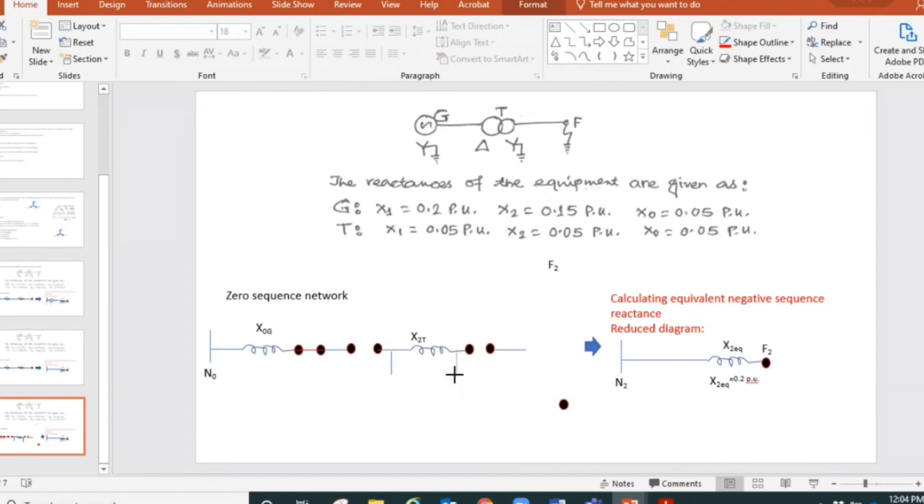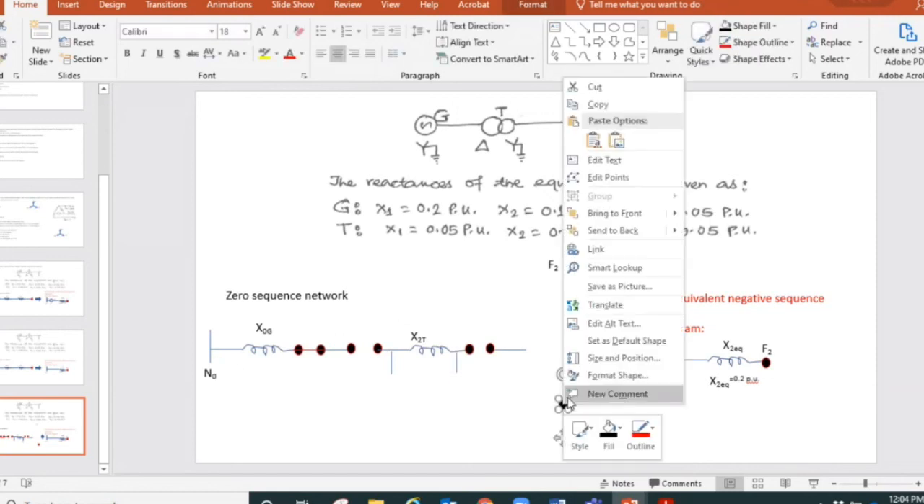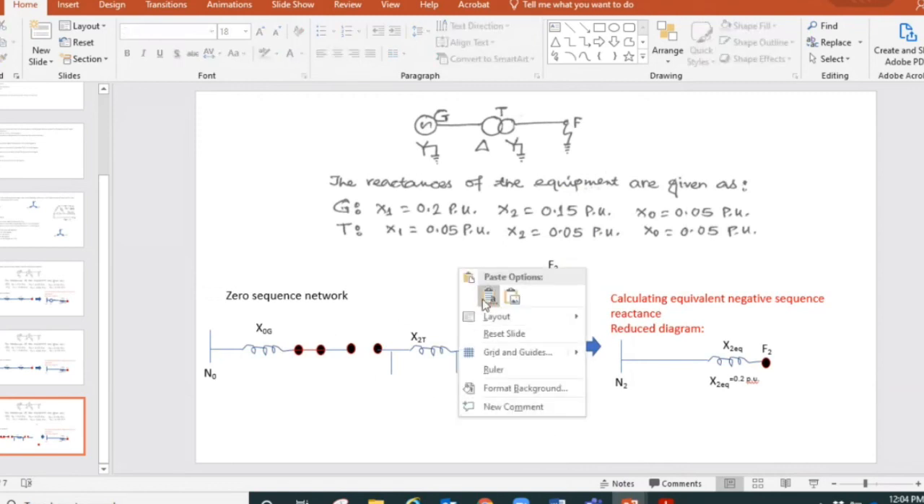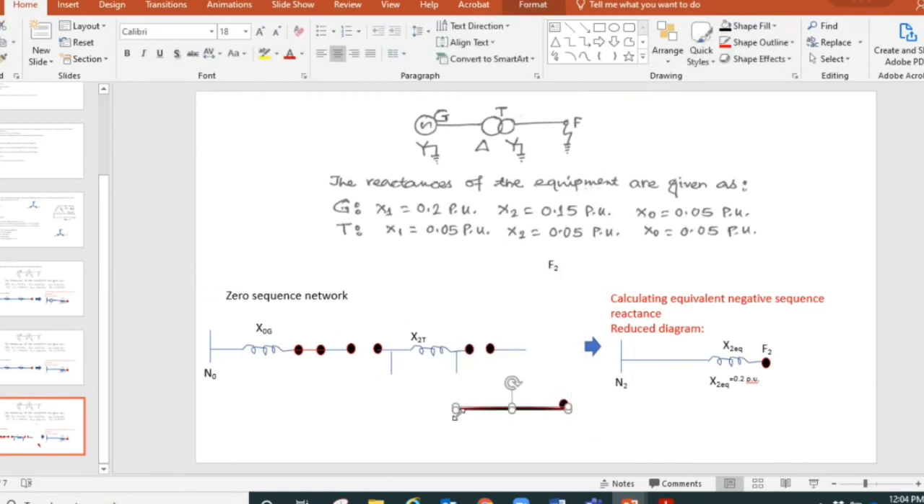So we'll have to draw 2 more switches here, meaning we keep them open. And let's put this, and then we'll have to copy these lines.